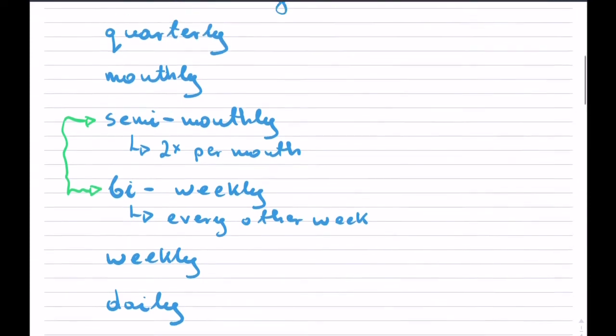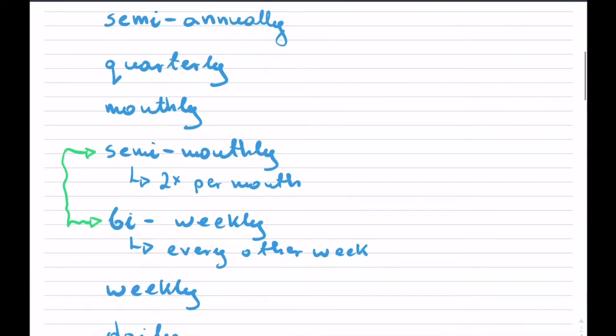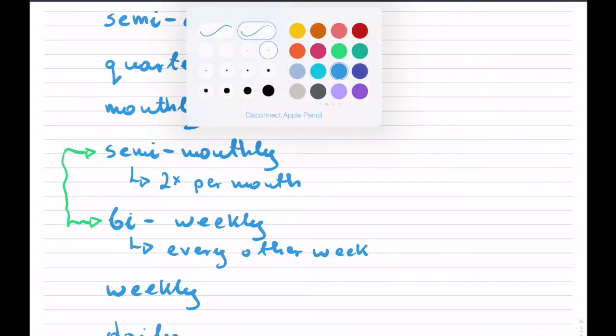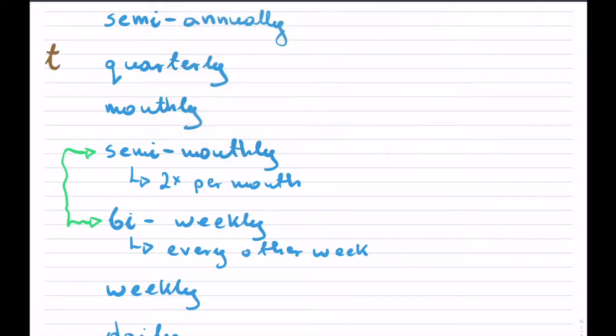Now, if we take all of these, from semi-annually all the way down to daily, which are the most common ones, how do we convert them back into years? Because remember, our ultimate goal here is to be able to find t in our simple interest formula, which has to be in years.